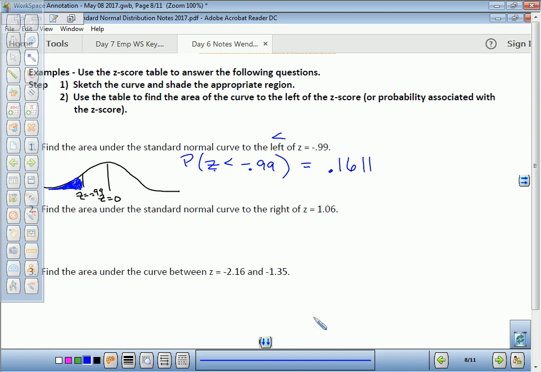And we're gonna get this on our tests and stuff? You will have a chart to use on your test. Yes, ma'am.